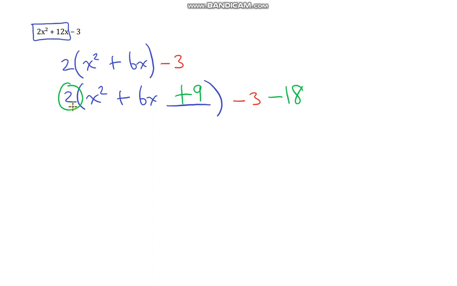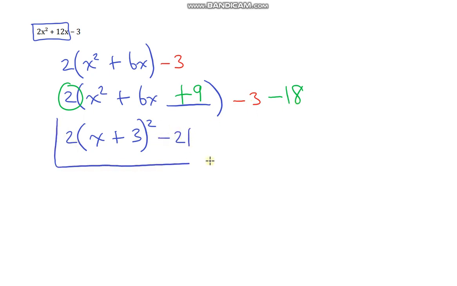Okay, now I've completed the square, I can factorise. So inside the brackets, I'm just left with x plus 3 squared. 3 times 3 is 9, 3 plus 3 is 6. Then I've got minus 3 minus 18 is minus 21, and we are done. And that is our completed square form.